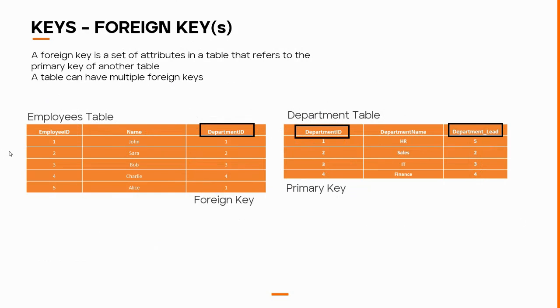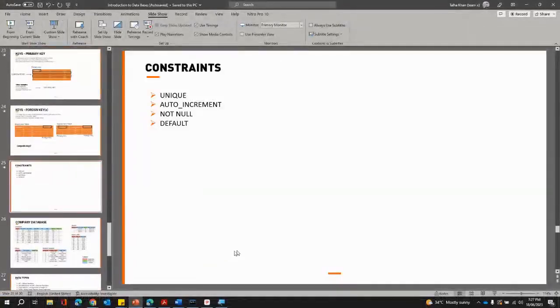So now that we have understood this, let's move to composite keys. I'll talk about that later in this session. Now we'll start with understanding some constraints. We'll understand what unique means, what auto increment means, what not null means, and what default means. So let's just get right into it.